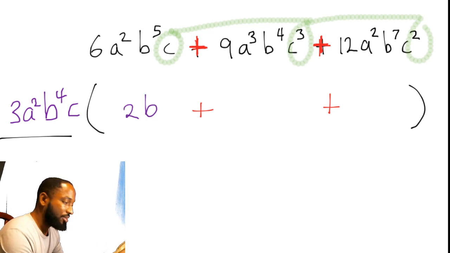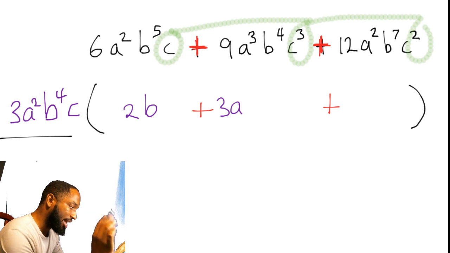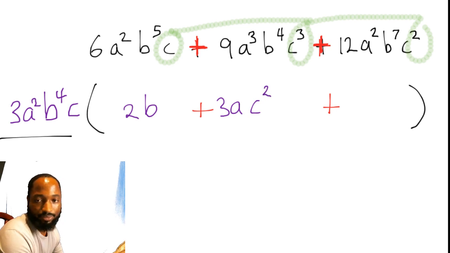2B. Now let's try this too. What's missing to get the 3 to go up to 9? 3. What's missing for the A squared? A cubed. So our A is missing. B to the power of 4, B to the power of 4. Nothing is missing, so leave that out. C cubed. 2 C's are missing, so we'll put C squared. You understand the vibes that are going on there.